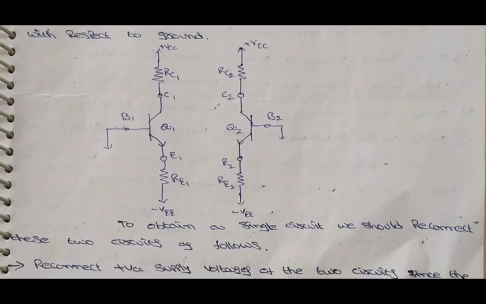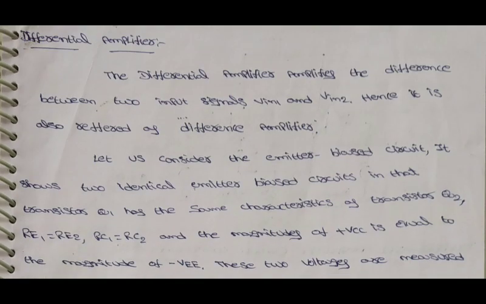So this is the circuit diagram for two differential amplifiers. In the first one we are going to use the transistor Q1, and in the second circuit we are going to use the same type of transistor. That means whatever components we use in the first circuit, the same type of components should be used in the second circuit also.